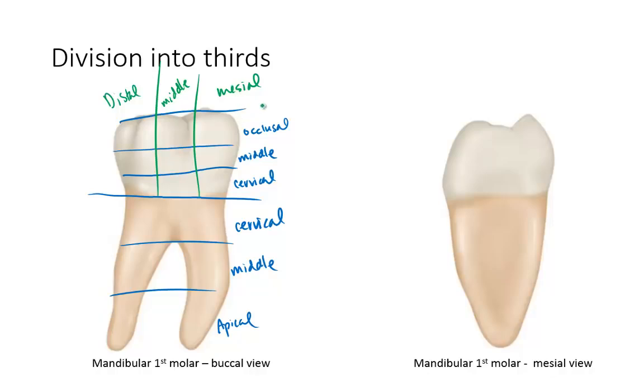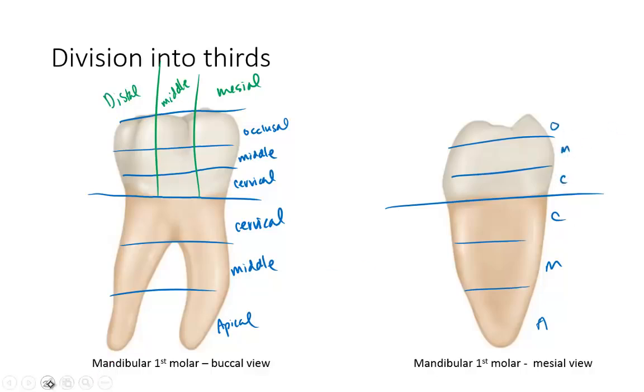Now if we rotate this 90 degrees, so we're looking at the mesial view, the root's not going to change, right? If we divide the root into thirds, there's still going to be the apical, the middle, and the cervical. Same thing if you divide the crown this way: there's still going to be occlusal, middle, and cervical. Now the difference is, because we're looking at the mesial view, when we divide it this way, this is going to be middle, and this is either going to be lingual or buccal. This is going to be lingual, and this side is going to be the buccal.